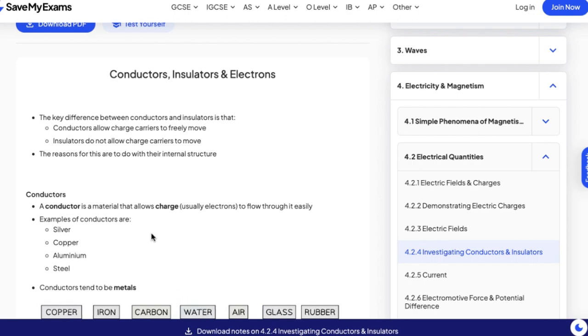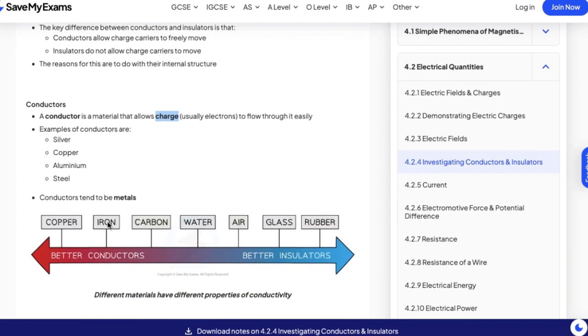Now a conductor is a material that allows charge or electrons to flow through it easily. Materials that allow charge or heat or electricity to flow through them. Electricity means charge. When we say electricity, we are saying the movement of charge. Materials that allow charge to freely move are called conductors. Examples of conductors are silver, copper, aluminum, steel. These are good examples of conductors.